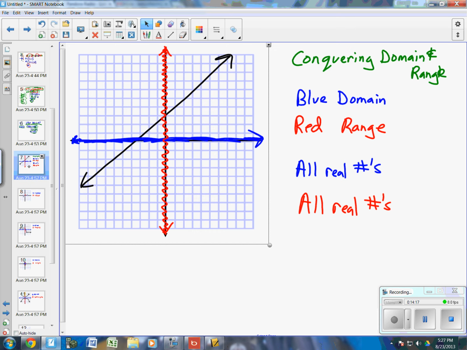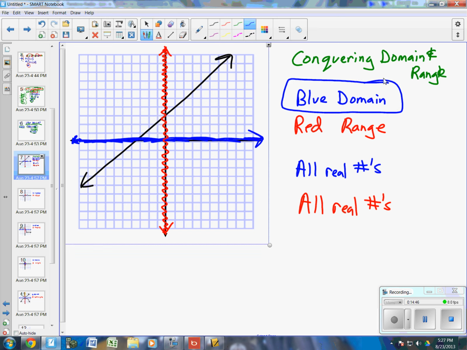So what I'd like you to do right now is get out that worksheet called Conquering Domain and Range. If you have not gotten it yet, pause this and hand them out. Also, you will need 2 colored pencils. Doesn't matter which 2, but they need to be different colors. And you're going to designate one of them as domain and one of them as range. You will notice that I'm going to use blue for domain and I'm going to use red for range. So go ahead and get your colored pencils if you haven't, and designate one as domain and one as range.